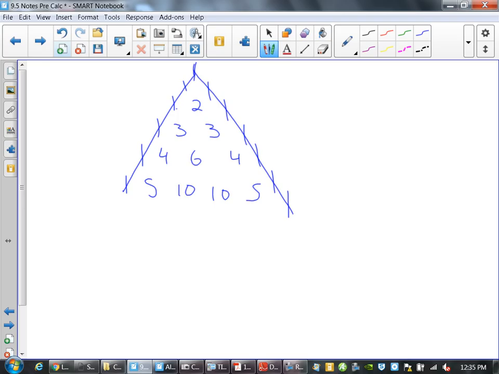You start with 1 up top, then you get 1s on the edges. 1 plus 1 is 2. 1s on the edge. 1, 2 drops to a 3. 2, 1 drops to a 3. So you're getting all of these to keep coming through. Okay? That's how the coefficients work. Or you can use the button on your calculator.